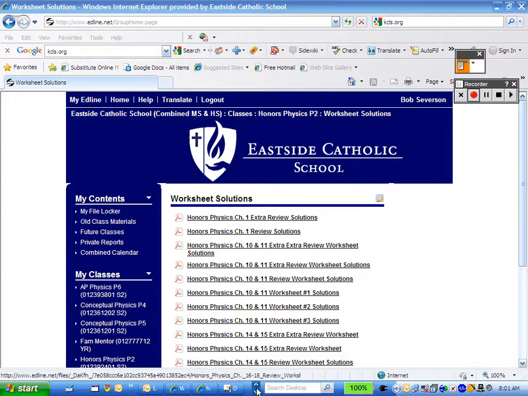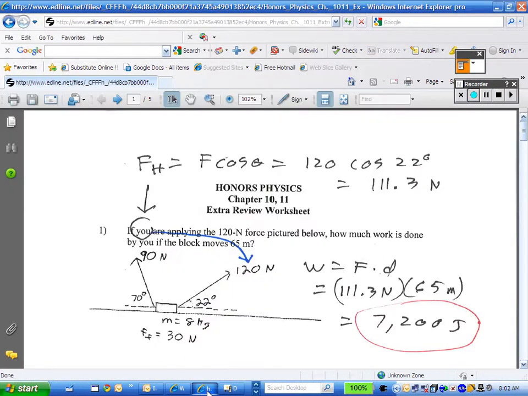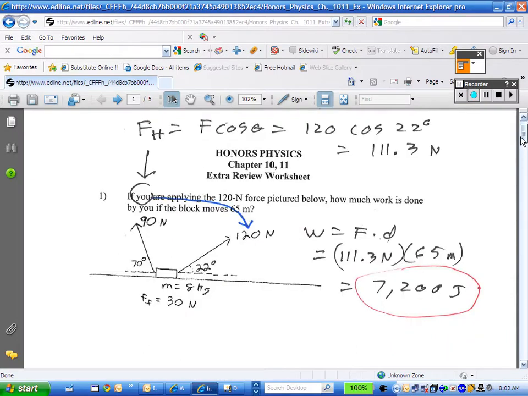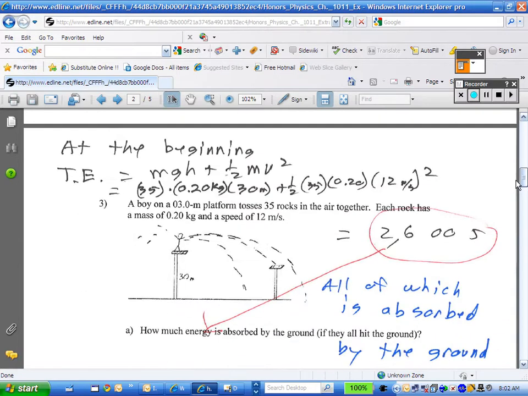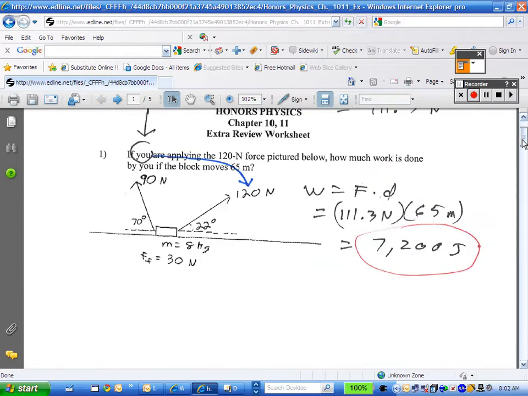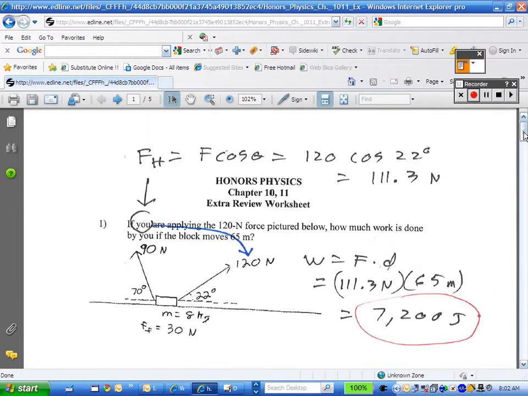This is what I find to be very useful in preparing for the exam. So here's an example. Chapter 10 and 11, extra review worksheet. I've given problems here. Students have worked on them. But as you see, here is the way that I solve all the problems. And students will find this to be very useful.